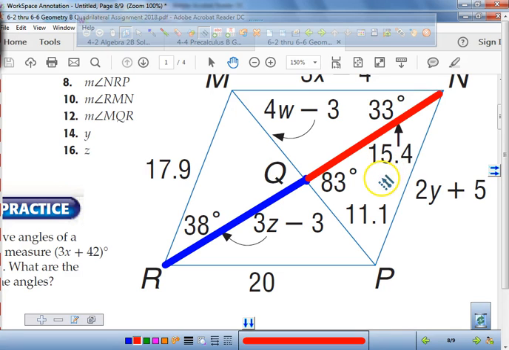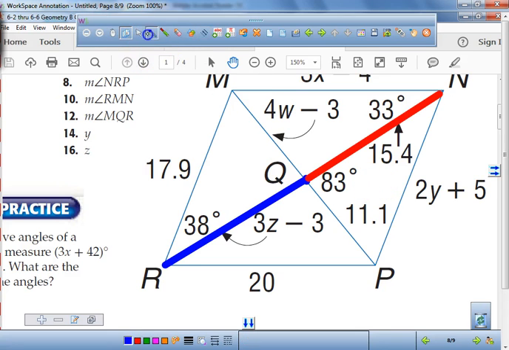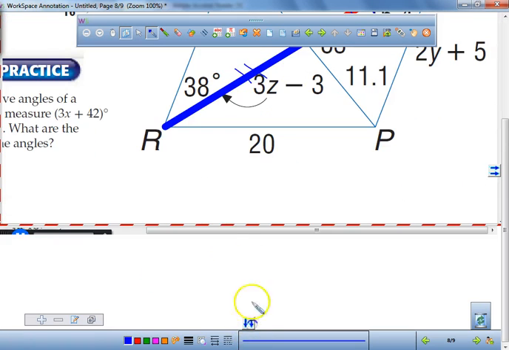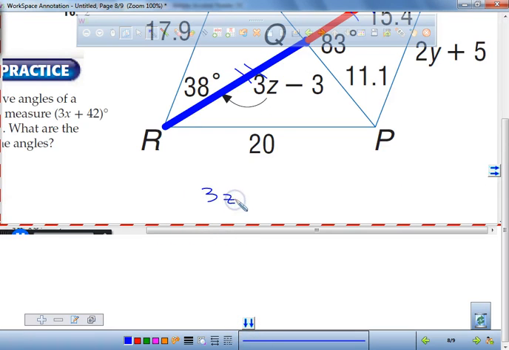And what do the diagonals of a parallelogram do? They bisect each other. Which means this segment has to be congruent to this segment. So what you're going to do is you're going to write 3z. That's how I write my z's, everybody, so you aren't confused that it's a 2. So every time you see me write a z, I put a slash through. Minus 3 equals what? 15.4.